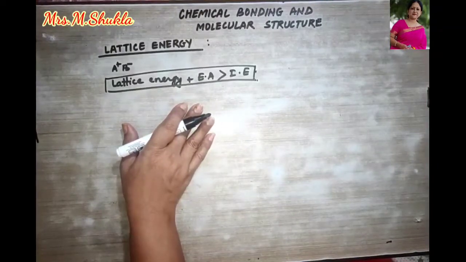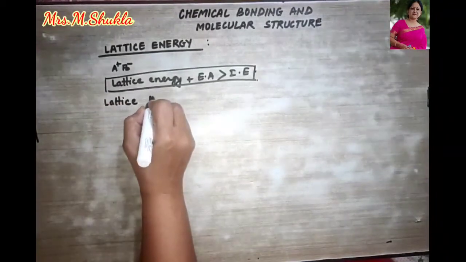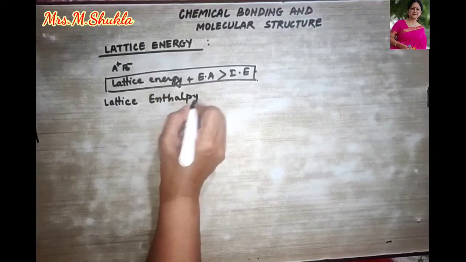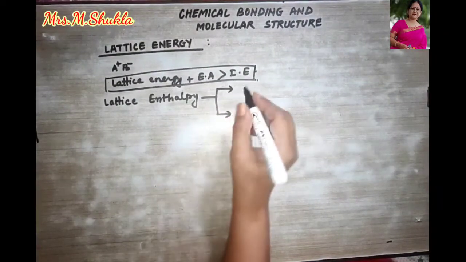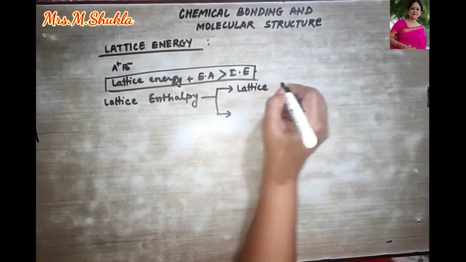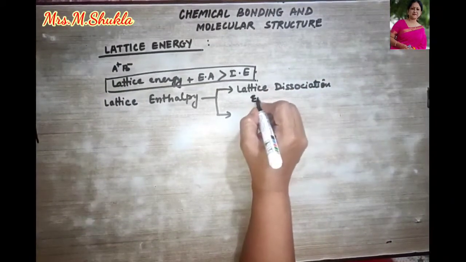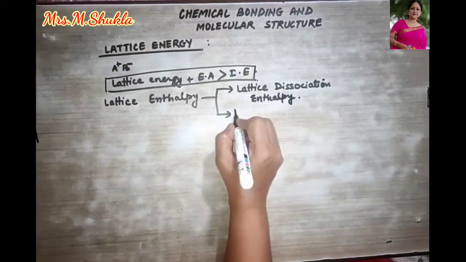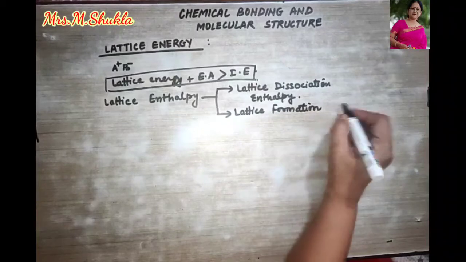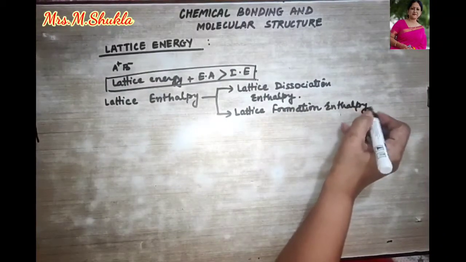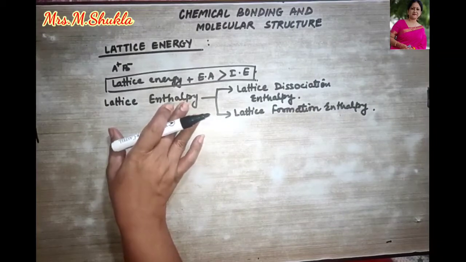Right, now we come to what is lattice enthalpy. In lattice enthalpy, we are going to talk about two definitions. What are those two definitions? Lattice dissociation enthalpy and lattice formation enthalpy. So firstly, let us understand these two points of lattice enthalpy, then I shall explain the Born-Haber cycle.